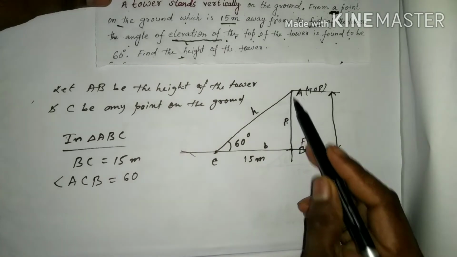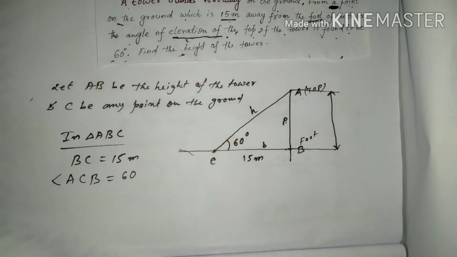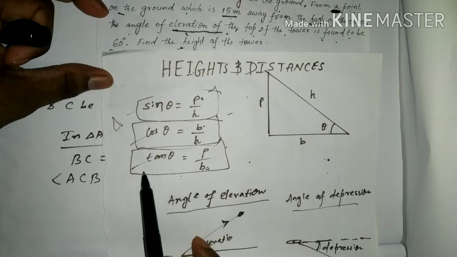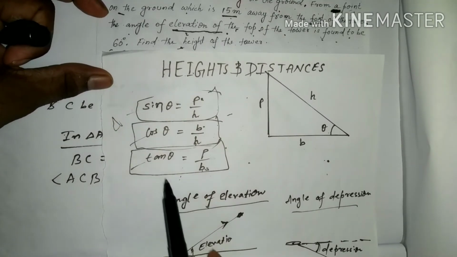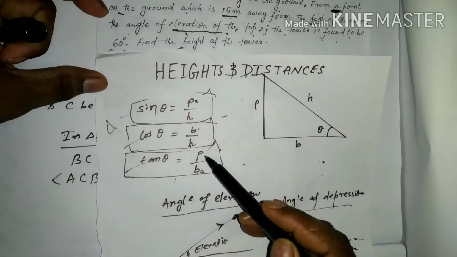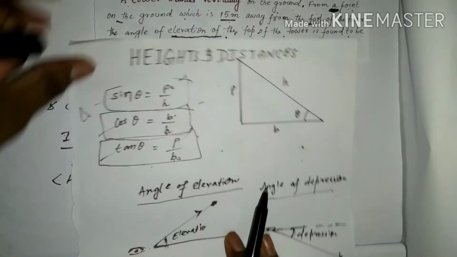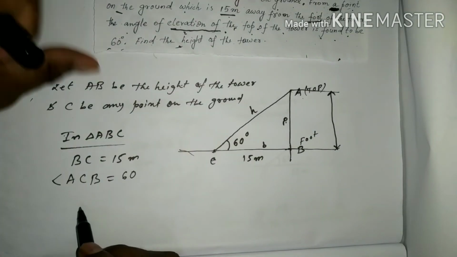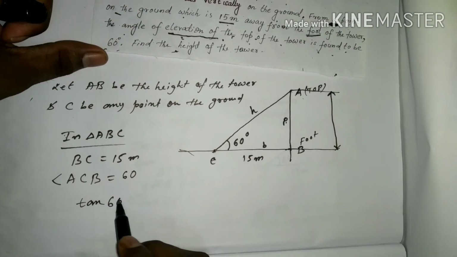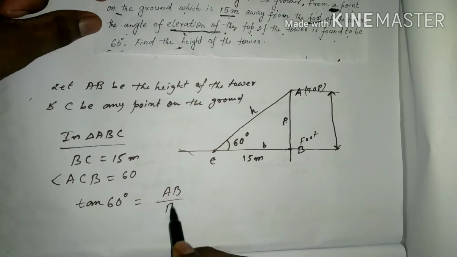so the perpendicular we have to find and the base is given, so we know the relation that I explained here. Only these three formulas will be used, I have already told you. So now you can see where P and B are given. This is the P and B, so we use the formula tan theta. So tan theta, what is theta here? Here theta equals 60 degree. So tan 60 degree equals AB by BC.